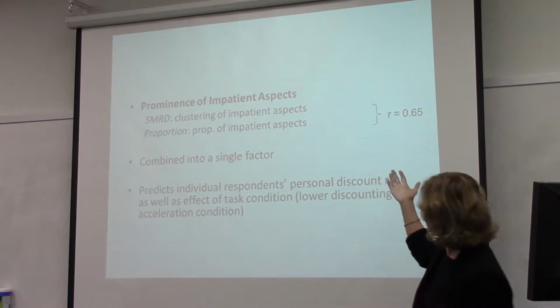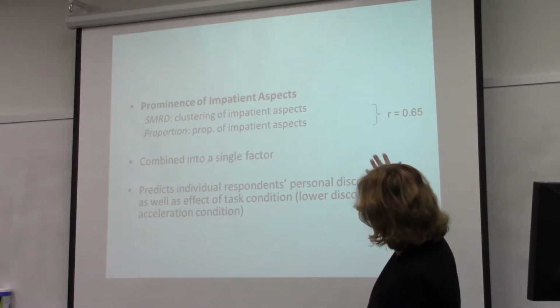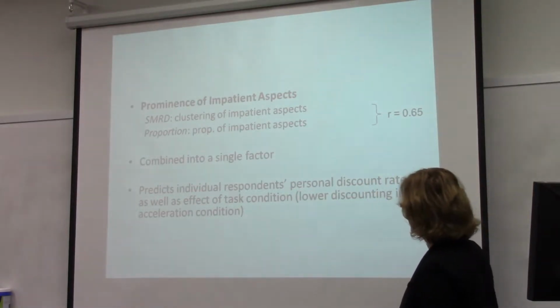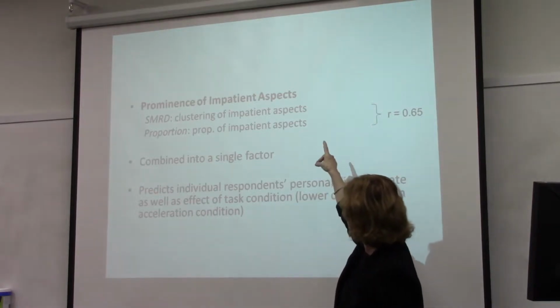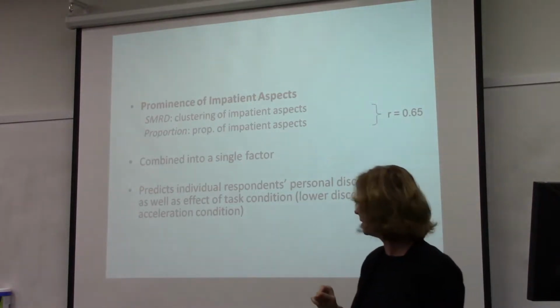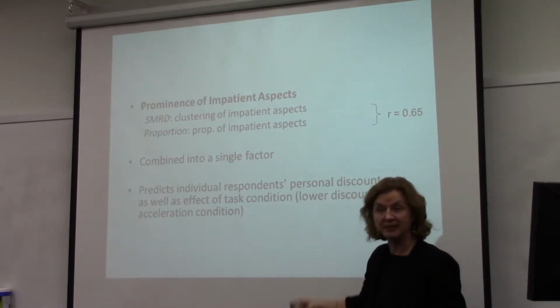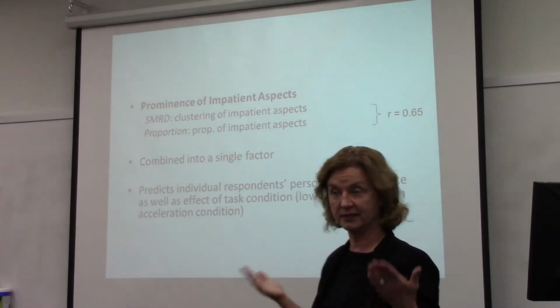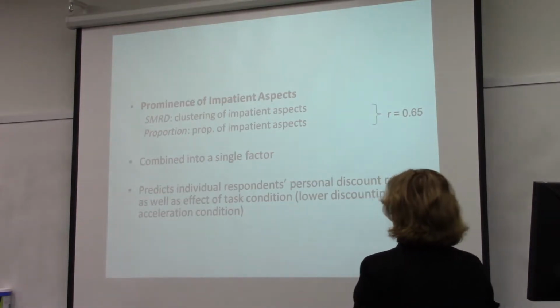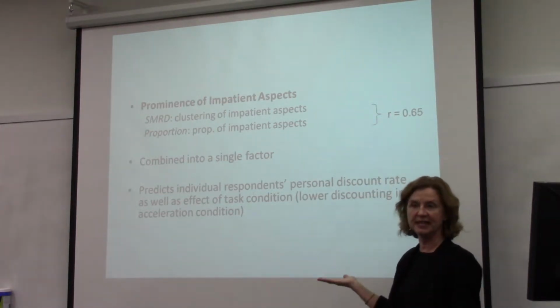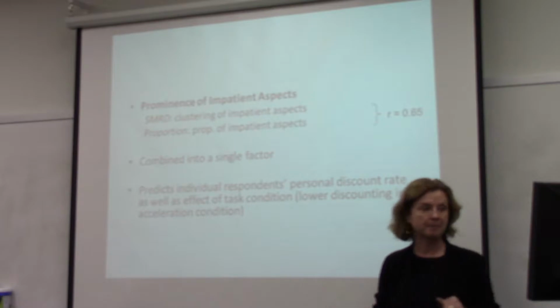Then you can combine the two pieces of evidence we now have for the prominence of impatient aspects, the clustering number and the proportion. You combine those into a single factor, and they predict everybody's responses very well. That's very strongly predictive. On top of that, they predict the differences in tasks and conditions.